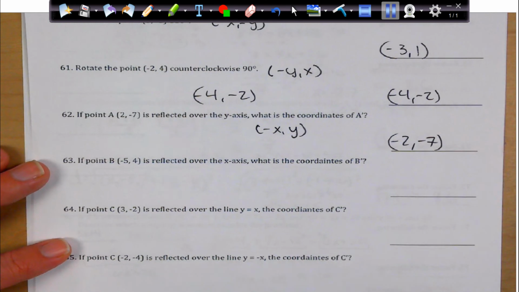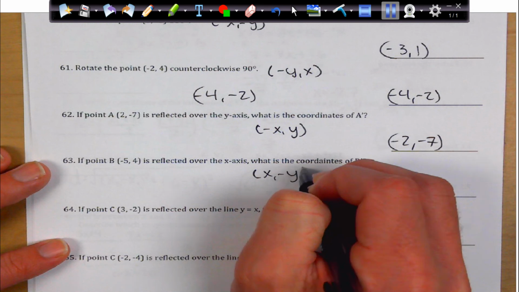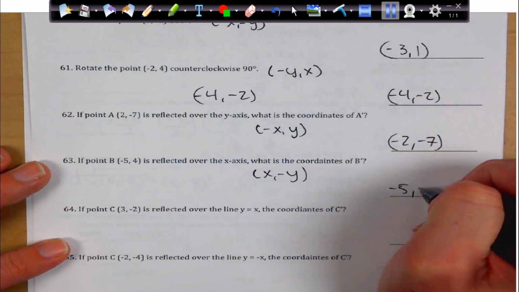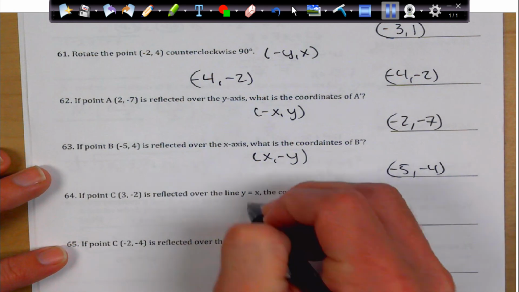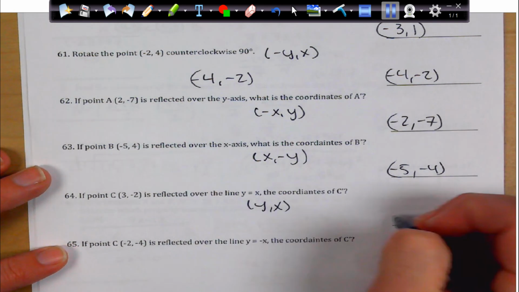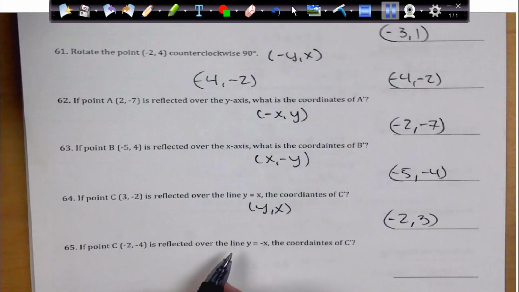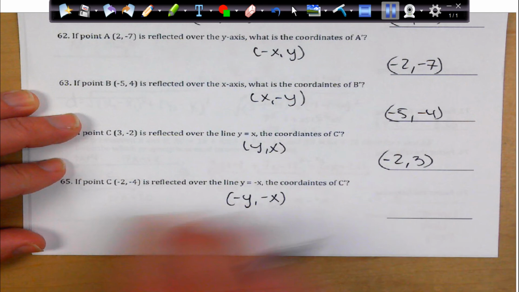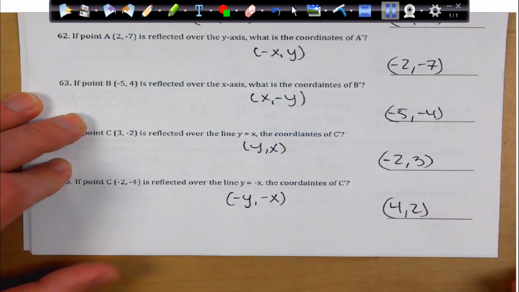Reflect over the x-axis also has a rule, which is we just change the y value. So it's -5, and this is going to become the opposite sign. So -5, -4. For y equals x, we just simply switch the y and the x values. So this should become -2 comma 3. And then for y equals -x, we switch them and also change the signs. So we get +4 comma 2. Okay, so just a lot of rule following on that.